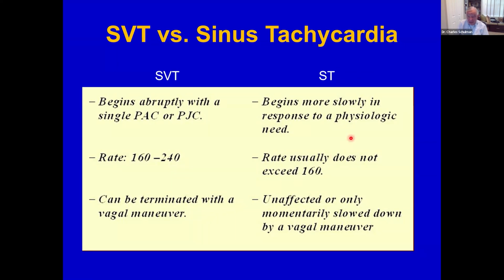Sinus tachycardia, on the other hand, begins slowly in response to some physiologic need. The rate doesn't usually exceed 150, although the one I showed you was pretty close. If you perform a vagal maneuver, it is either unaffected or only momentarily slowed, and its offset is a gradual decline back into the normal range.